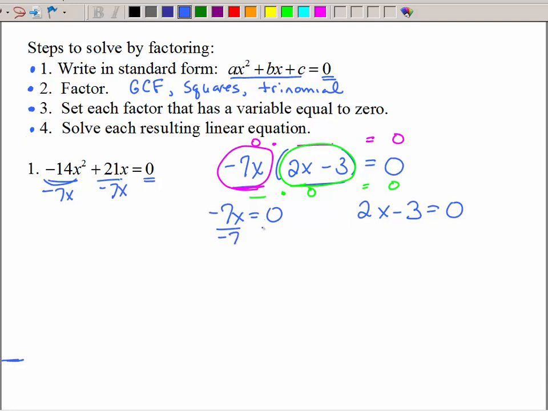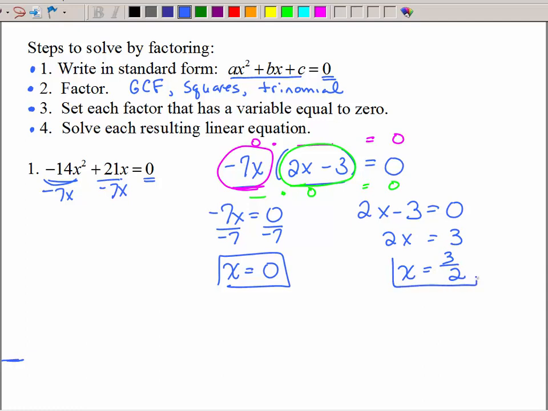So here I'm going to divide by negative 7, x is equal to 0. And here I'm going to add 3, and then I'm going to divide by 2. A quadratic equation, in other words, a second degree equation, will always have two answers. Now sometimes those two answers are the same number, but a second degree equation always has two answers.